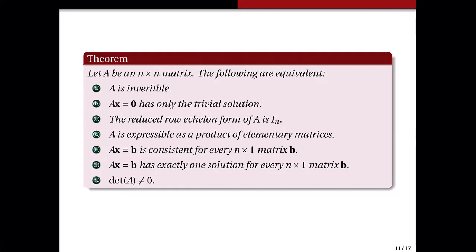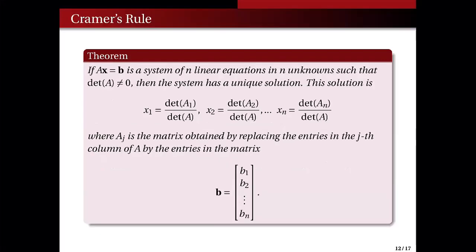But Cramer's rule added the following. The solution can be obtained using this. x sub 1, the first variable, will just be the determinant of A1 over determinant of A. x sub 2 will be the determinant of A2 over determinant of A, etc., until x sub n, which is the determinant of A sub n over determinant of A. But what are these A sub 1, A sub 2, A sub n? They are matrices.